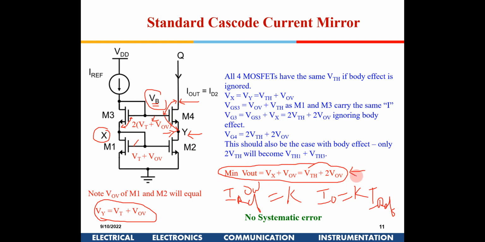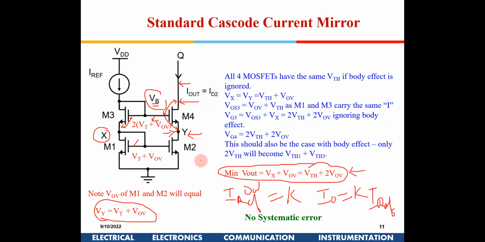So this has two advantages. One, the small signal resistance R out is much higher. Second, there is no systematic error. The disadvantage is that VT plus 2 VOV is the minimum voltage required here. Is it okay with all of you till here?